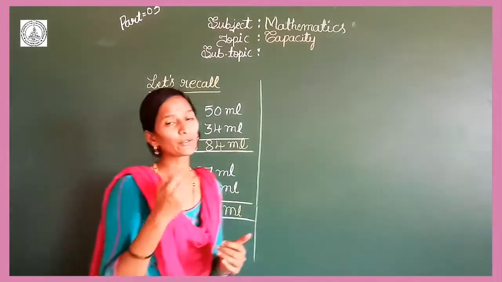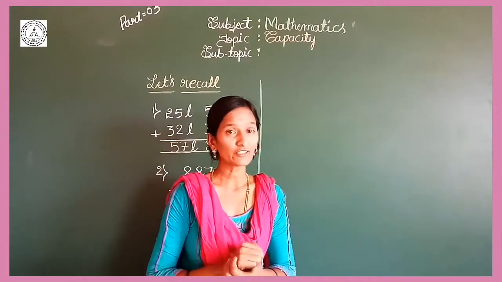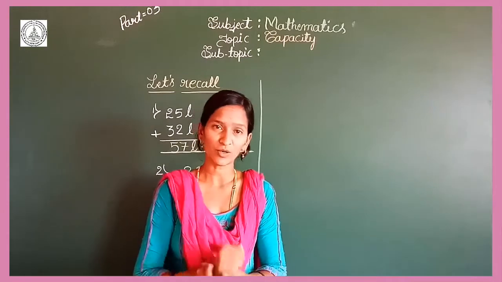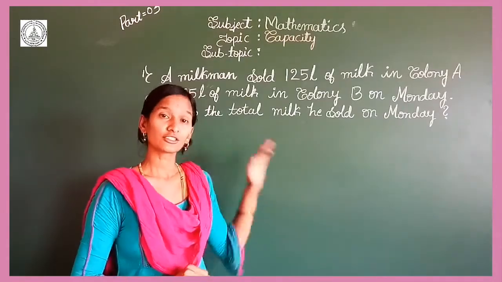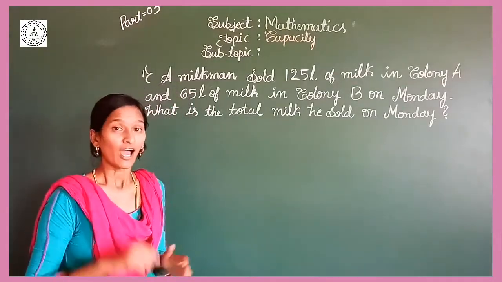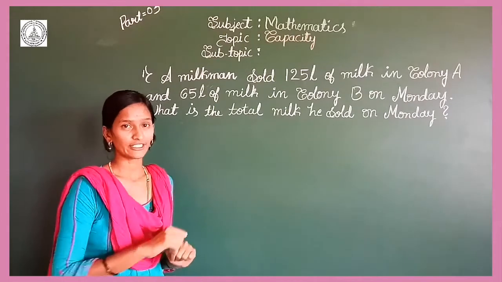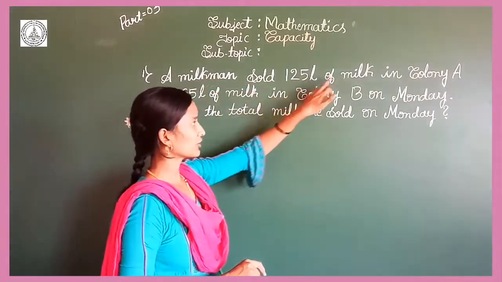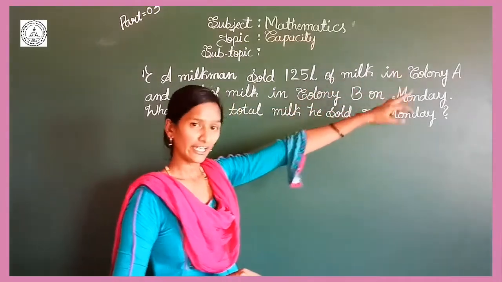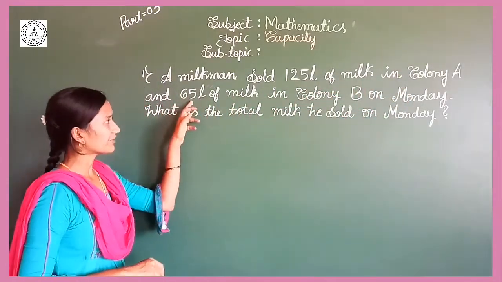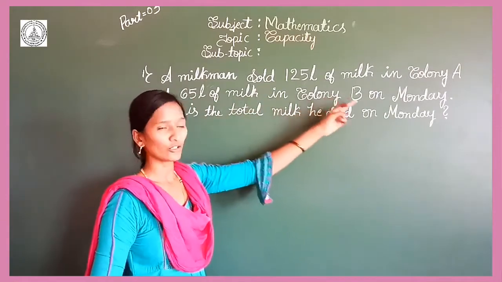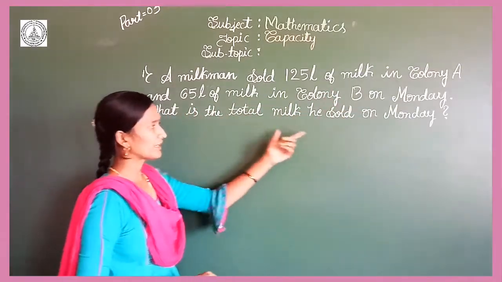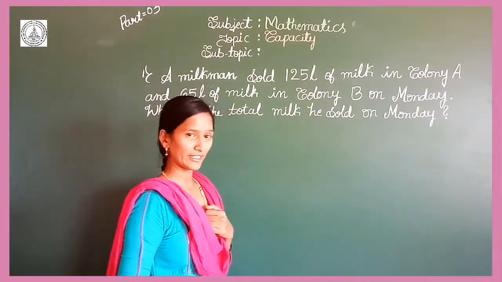So now come to our today's new concept. Do you know which is that? Yes, you are right. It is a word problems. Students, so this is your first word problems. I am reading, all of you listen here. See here, a milkman sold 125 liter of milk in colony A and 65 liter of milk in colony B on Monday. What is the total milk he sold on Monday?